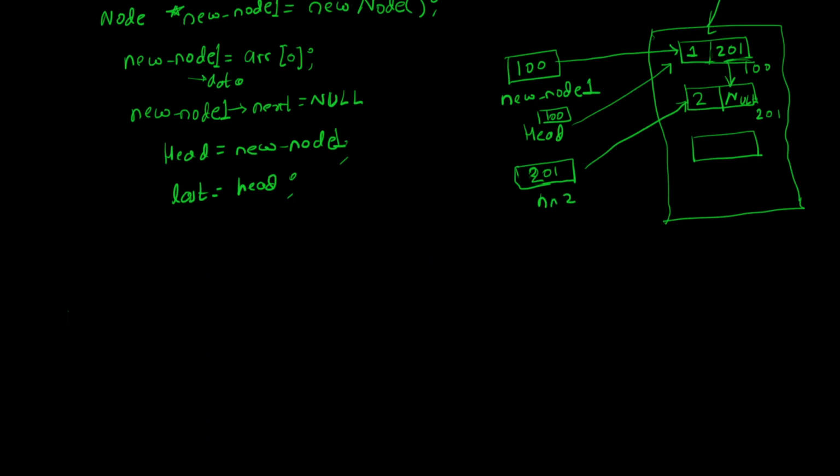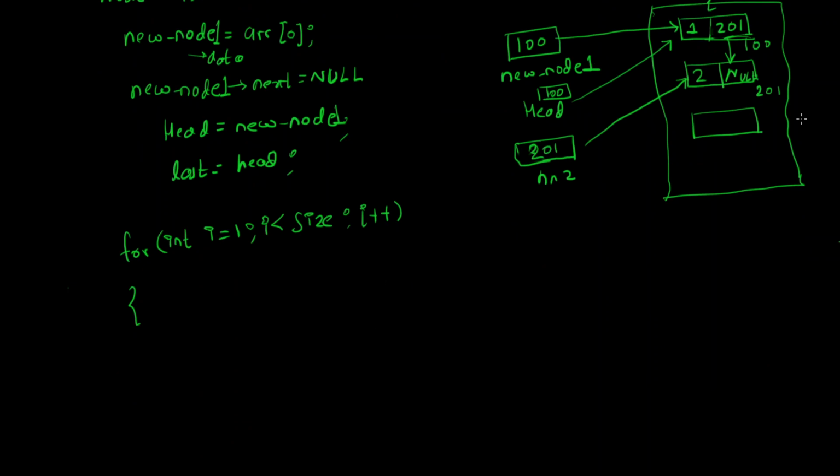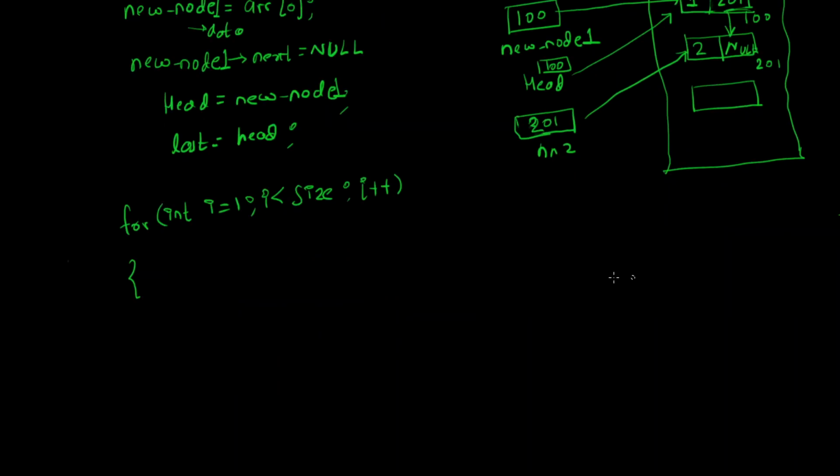So for loop, we're going to use a for loop: for int i equal to 1, i less than size of array, i plus plus. Why have I used i equal to 1? Because first we have assigned the first value of the array to this new node, right? New node 1. And then head is also pointing to this new node, and last is also pointing to head. I explained to you why these things are necessary. Now we are going to repeat that process.